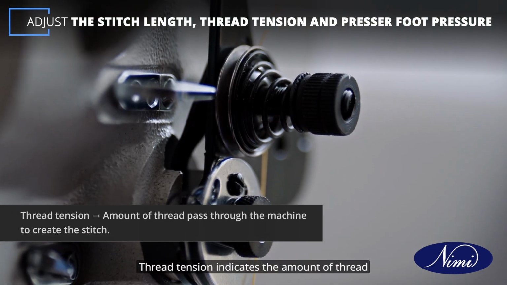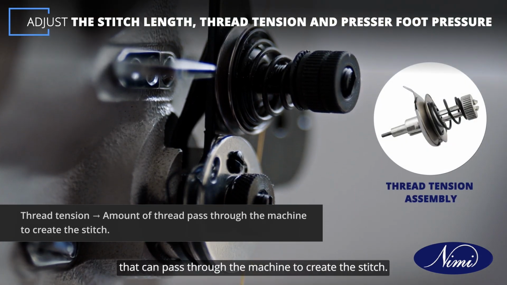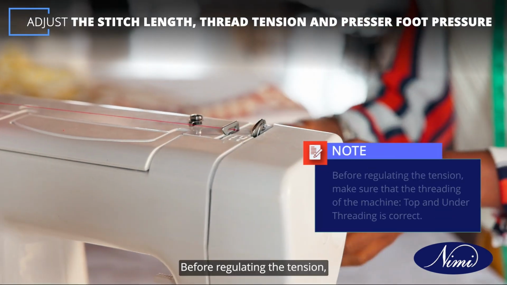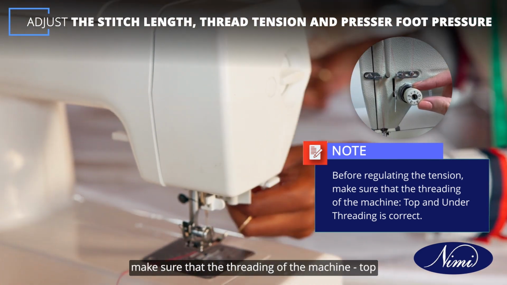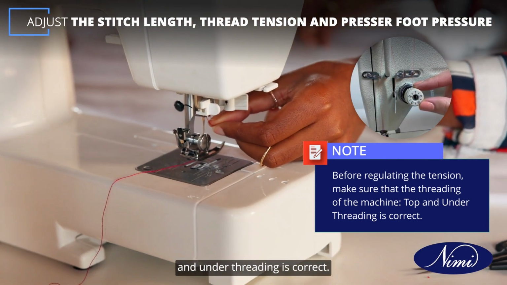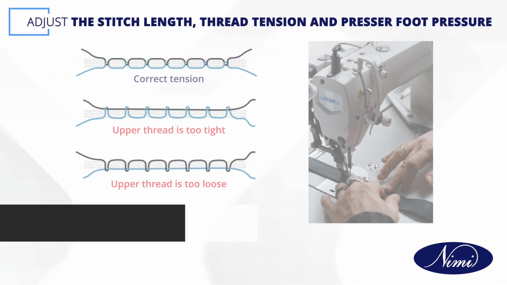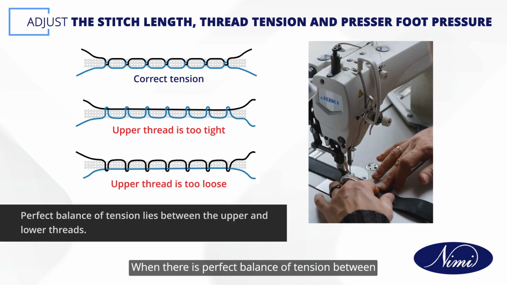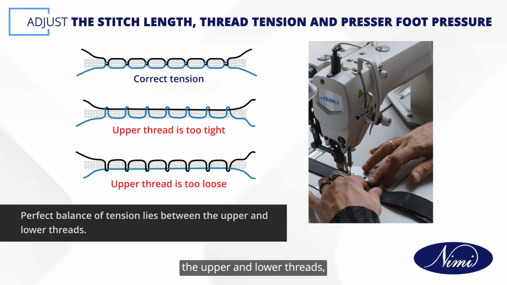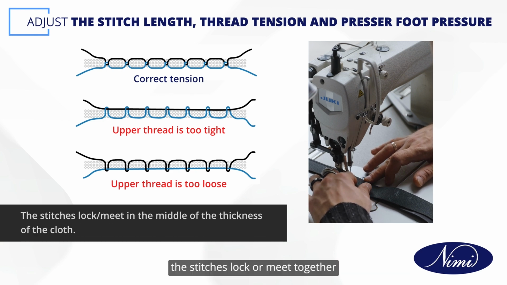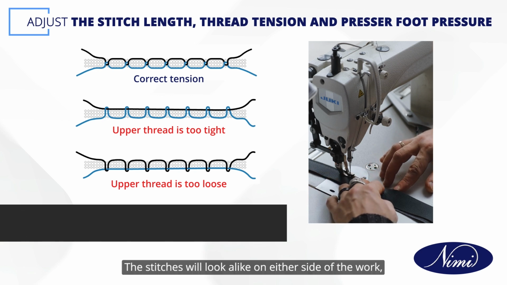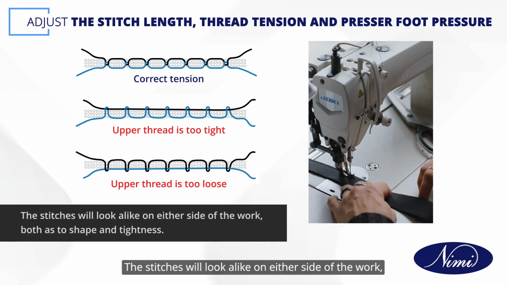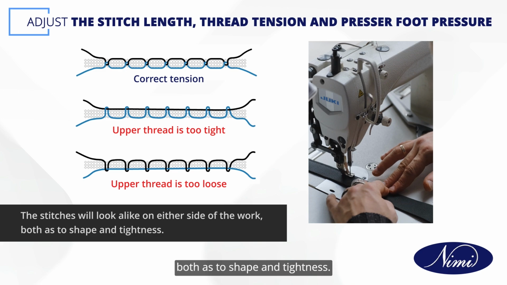Thread tension indicates the amount of thread that can pass through the machine to create the stitch. Before regulating the tension, make sure that the threading of the machine top and under threading is correct. When there is perfect balance of tension between the upper and lower threads, the stitches lock or meet together in the middle of the thickness of the cloth. The stitches will look alike on either side of the work, both as to shape and tightness.